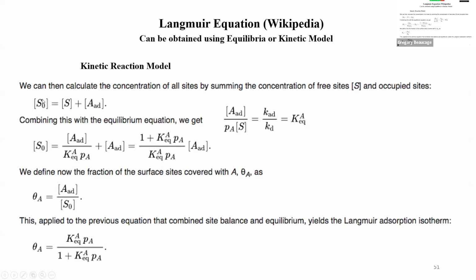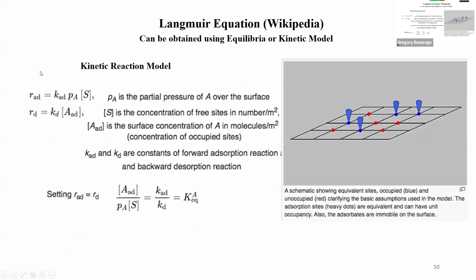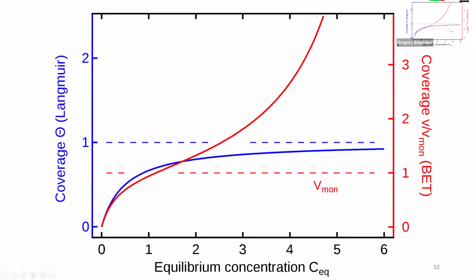S0 is the total number of sites, which is going to be the free sites plus the absorbed sites. So the free sites you can plug in from the kinetic equation and get this term, and then just add those and you get the same as the linear function. So you can get it from this kinetic model or from the equilibrium model.